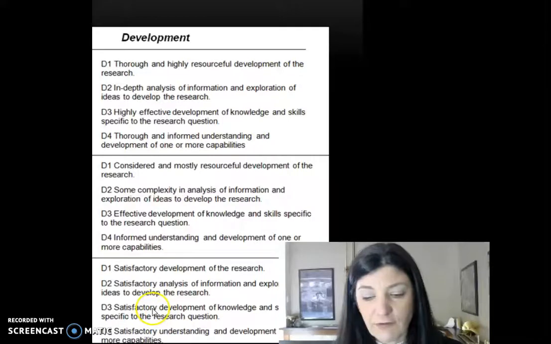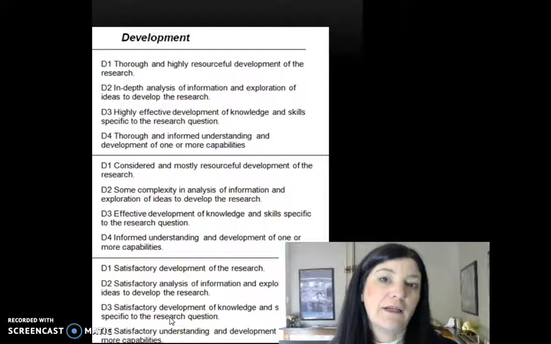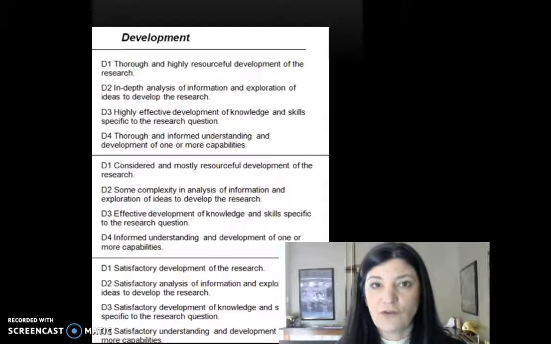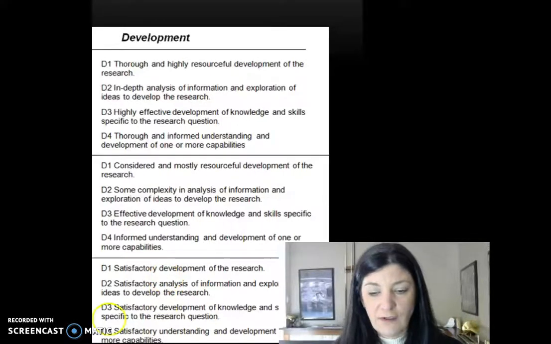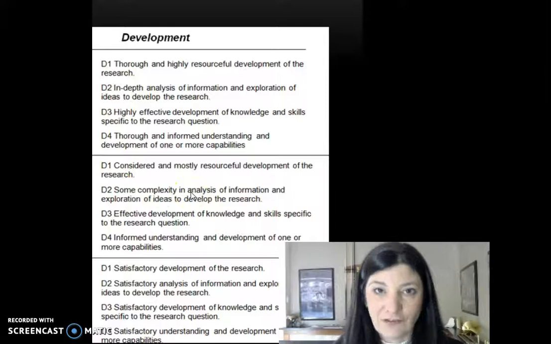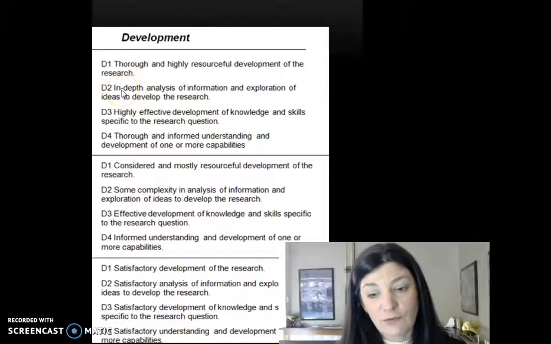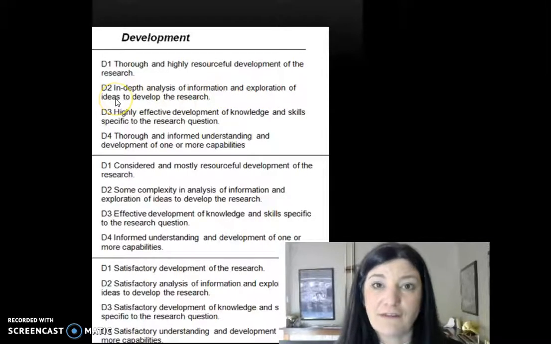If we look at D3, then that's the satisfactory development of knowledge and skills. So this is really going to be evident in the left-hand column of your sources table and also in the annotations about knowledge and skill development over your crafted pages. To be getting at a high level, we need some complexity in your analysis, so really making some connections about why it was important to interrogate that source before you used it. And to get to an A standard, we need in-depth analysis of your information and exploration of your ideas about how you developed your research.